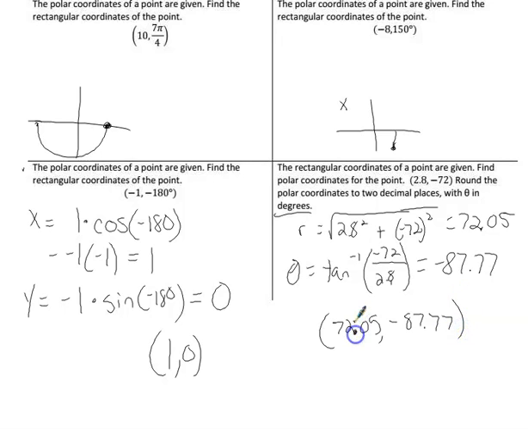Like I said, an equivalent version would be make the radius negative and find this angle, which would be actually, we can talk about that. This angle is 180 degrees, and we need to go back up. So if you take the 87.77 and subtract 180 from that, that would give you an equivalent version. And that's all on the front. Let's go to the next problem.